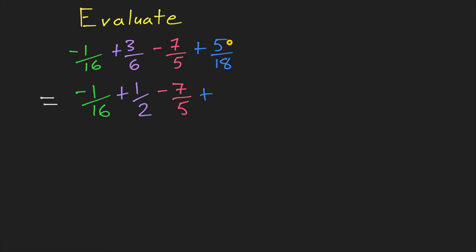plus 5/18. Can you reduce this? Well, 5 is prime and 18 is not a multiple of 5, so you cannot reduce 5/18. So just write down 5/18.